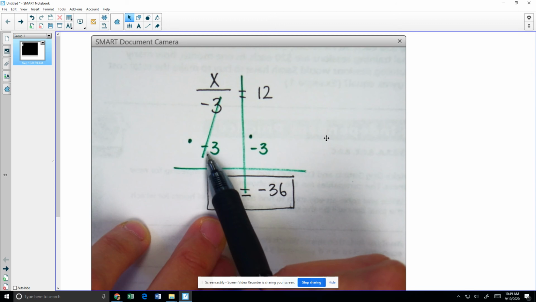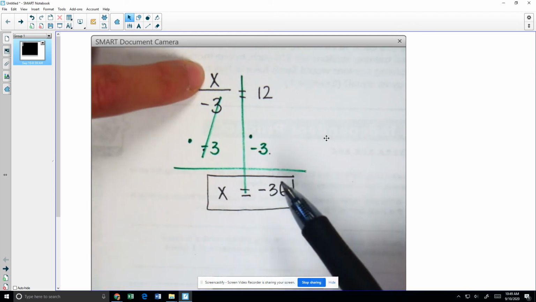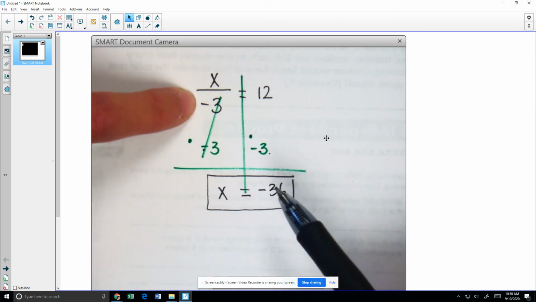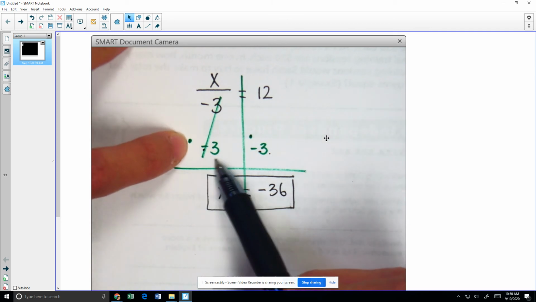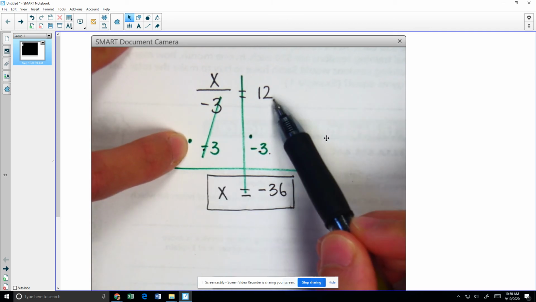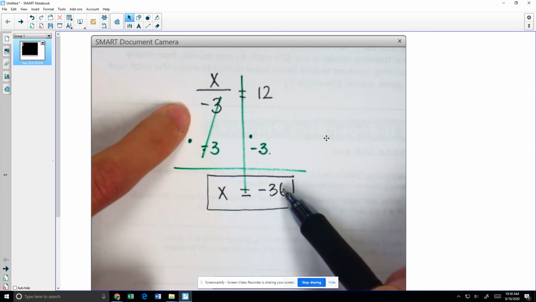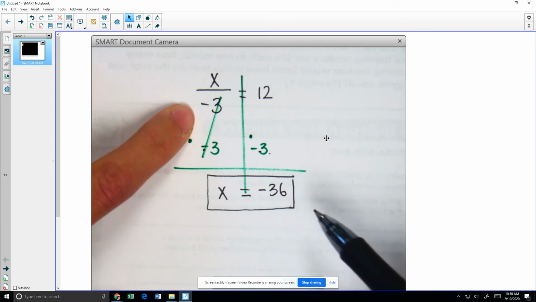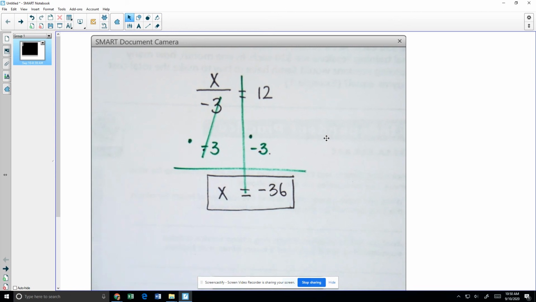Now here's the thing. Some of you, if you made the mistake and wanted to add 3, you would get 15. Well then plug it back in and double check. 15 divided by -3 is not 12, so you know you did it wrong. Some of you just want to multiply by +3. 12 times 3 is 36. 36 divided by -3 is not +12. So there are easy ways that you can always double check yourself.